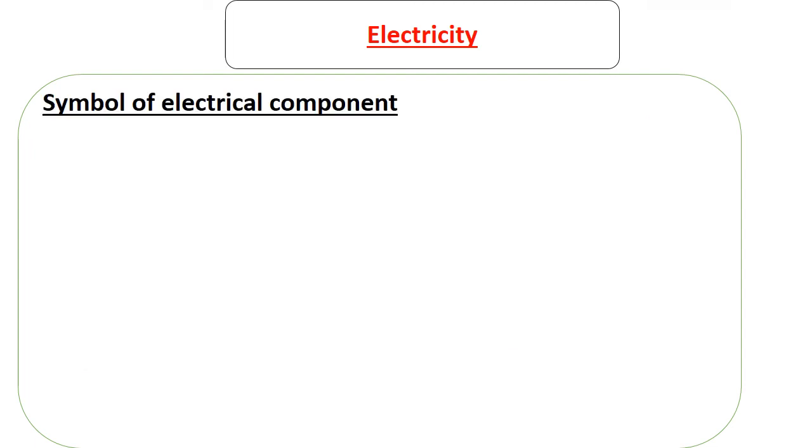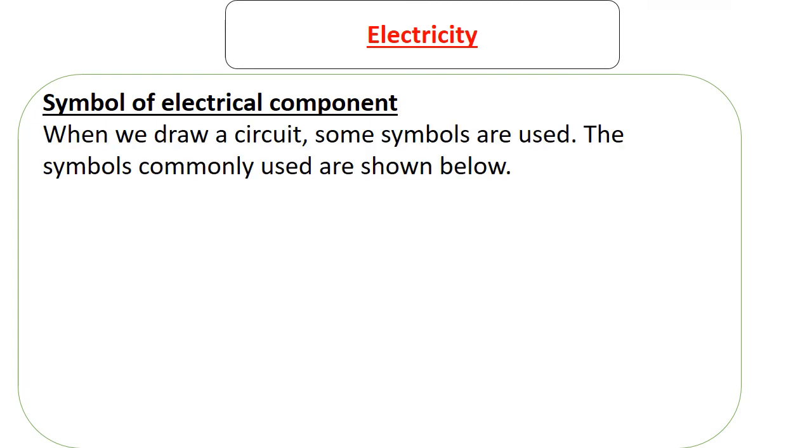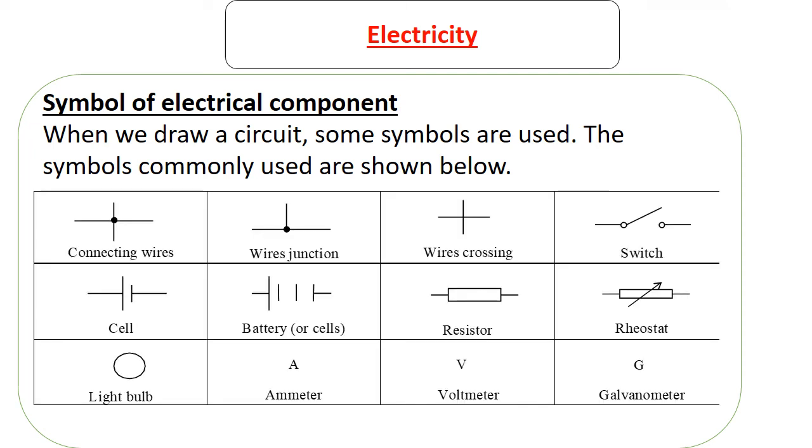Finally, we look at symbols that are used in electrical circuits. When we draw a circuit, some symbols are used. The symbols commonly used are as below. To show a connecting wire in a circuit, you have to draw a dot where 2 or 3 or 4 wires are meeting. You have to draw this.